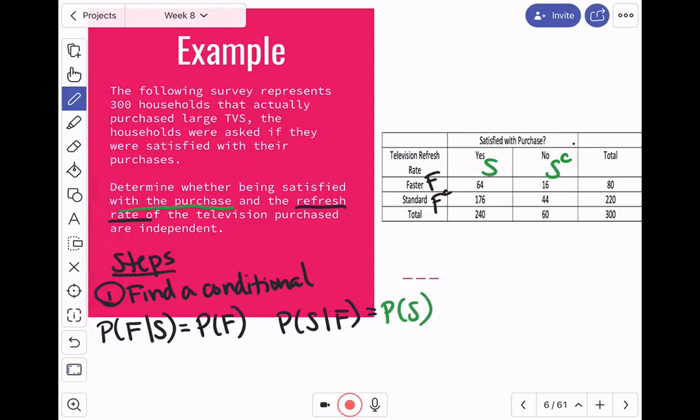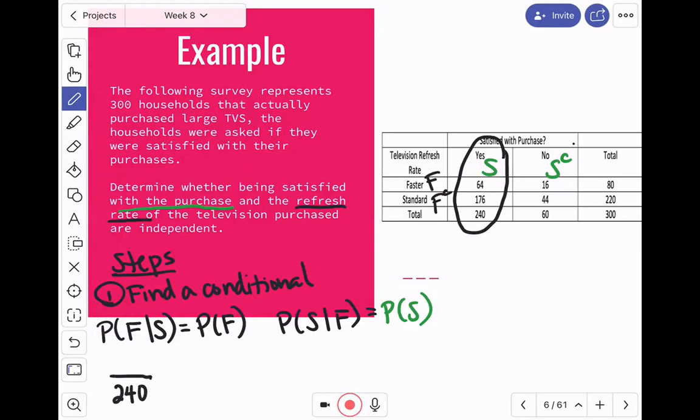And so what we do first is, let's find the probability of F given S. When I start this, F given S, who am I restricting to? F or S? S. So look at how many people sit in the yes category. How many people are in your S's? 240. So my bottom of this fraction is now 240.